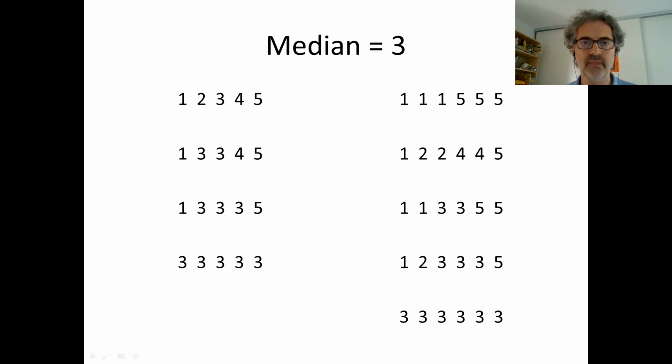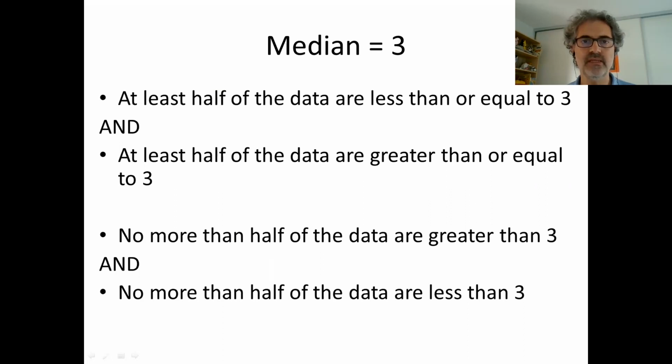And then the question is, what is a general statement we can make that is true about the median and is true in each one of these data sets? If you think about it, you will see that the statement you can make is that at least half of the data are less than or equal to 3, that is the median, and at the same time, at least half of the data are greater than or equal to 3. So you need to have "at least" and "equal," because we don't know how many data points are actually equal to the median in a given case, or indeed if any data points are exactly equal to the median.